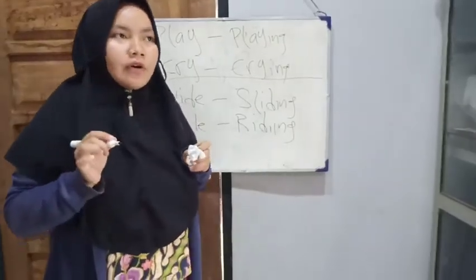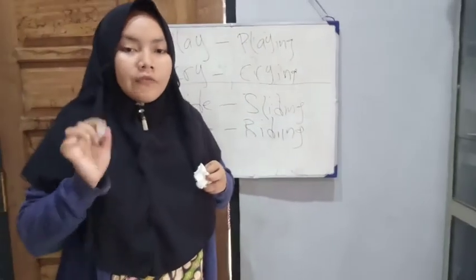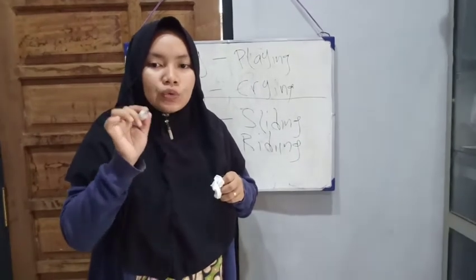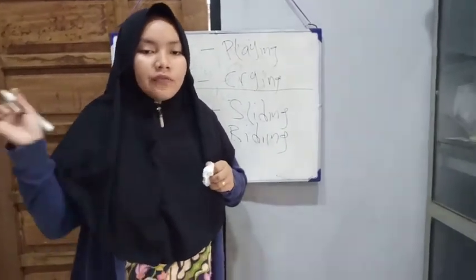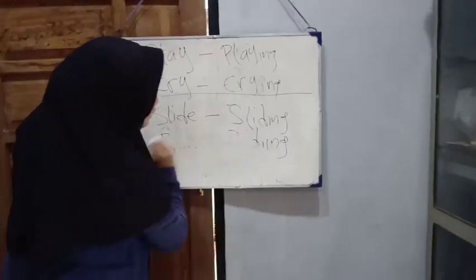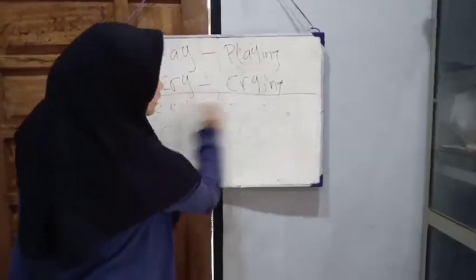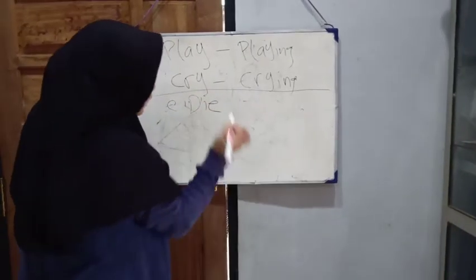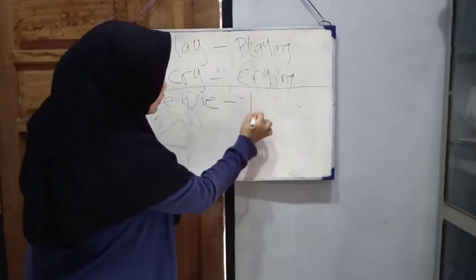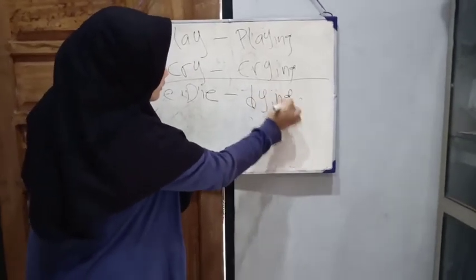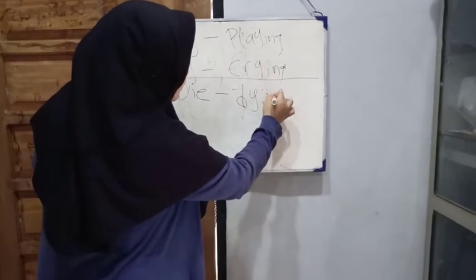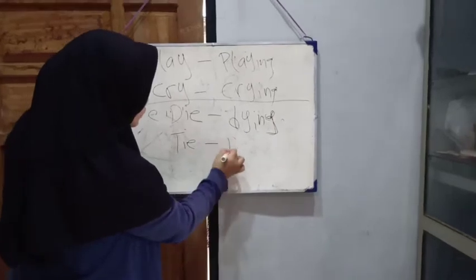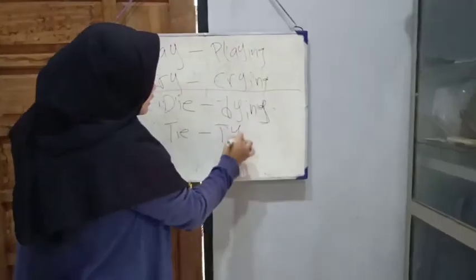And for a verb that ends in -ie, change the ie to y and add -ing. For example, die to dying, and tie to tying.